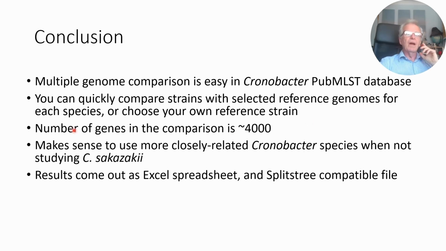Number of genes being compared now, we're talking about 4,000. In the order of 4,000 genes are being analyzed when you're doing your whole genome comparisons. And if you're not studying Cronobacter sakazakii, then if you're looking at Cronobacter malonaticus, it makes sense to use a reference strain which is Cronobacter malonaticus, or for turicensis, use a reference strain for turicensis.